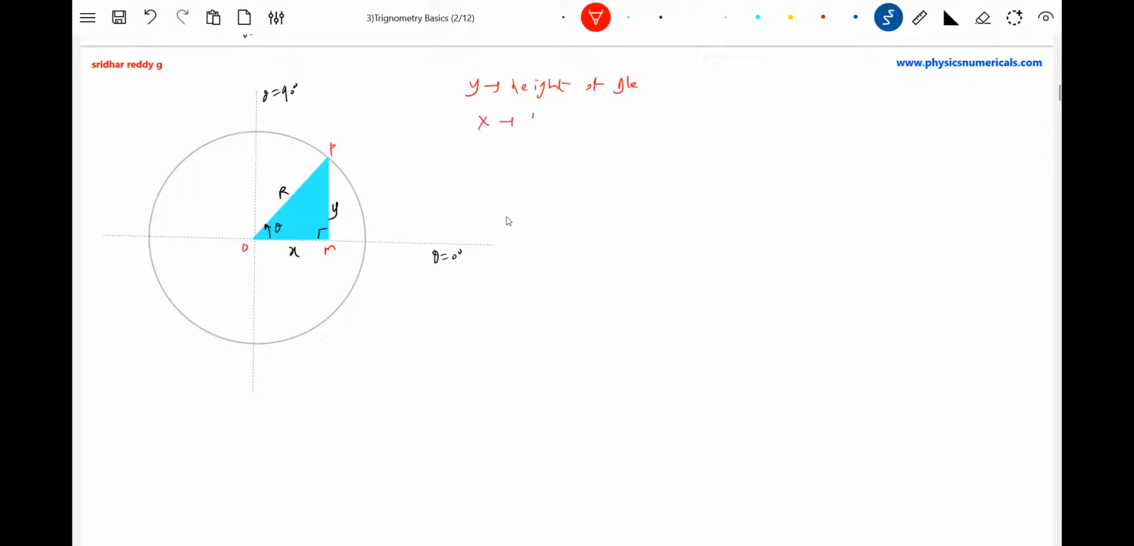And what is x? X is called the base of the triangle. Then here MP will become y, then OM will become x. I want to find out the height of the triangle, so I'm going to take help of this sine theta. Sine theta is what? MP by OP. What is MP? y. What is OP? R. I know the value of R, I know what theta is, so I'll get the height of the triangle.